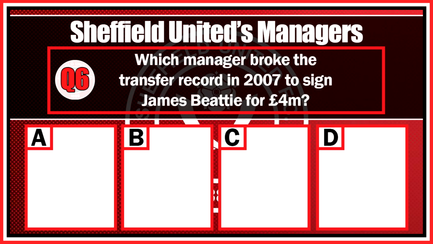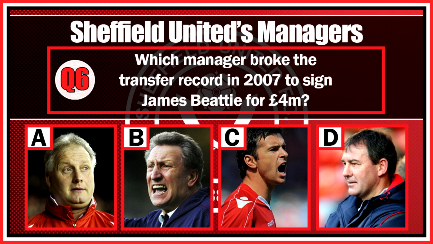Question number 6. Which manager broke the transfer record in 2007 to sign James Beattie for £4 million from Everton? Was it A. Kevin Blackwell? Was it B. Neil Warnock? Was it C. Gary Speed? Or was it D. Brian Robson?